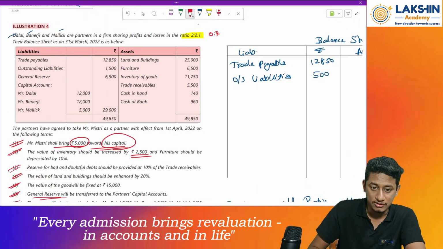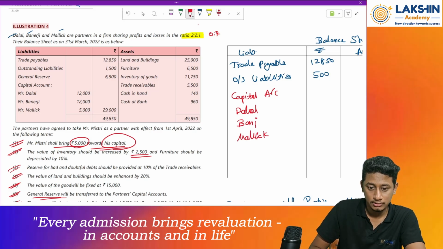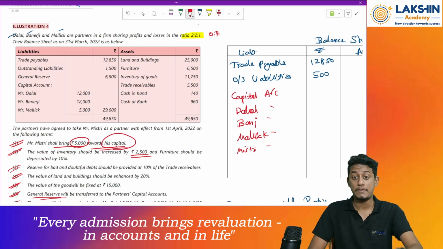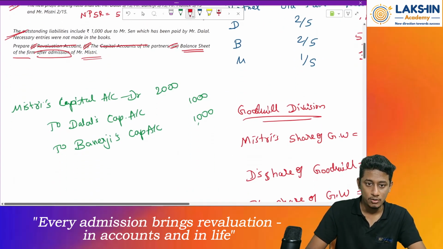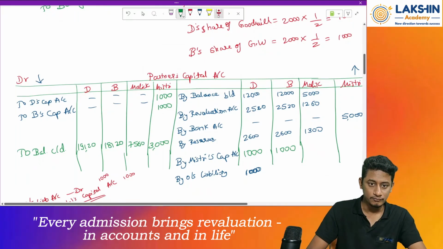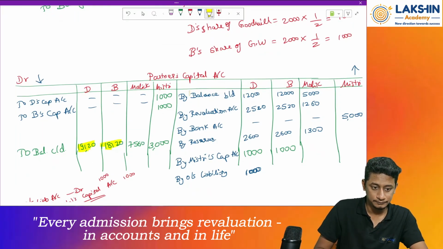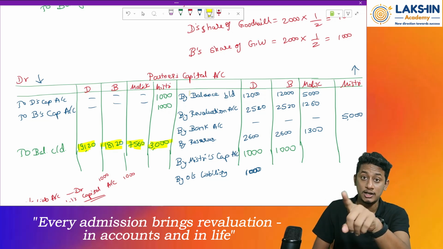Then, capital accounts. Mr. Dalal, Banerjee, then Malik, and the last person's name was Mistry. Now where will I get these balances? In my partners' capital account. Whatever account I have prepared, open that account now. These are the balances, I just mark it for you. These are the closing balances of the partners' capital accounts that should be taken to my balance sheet.